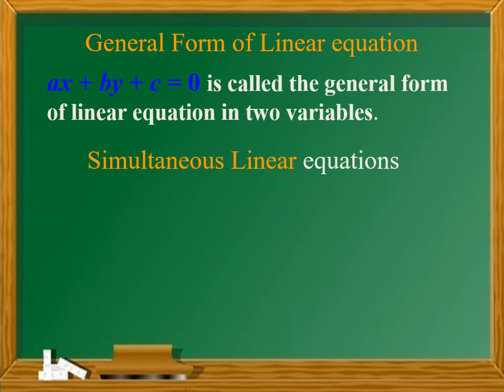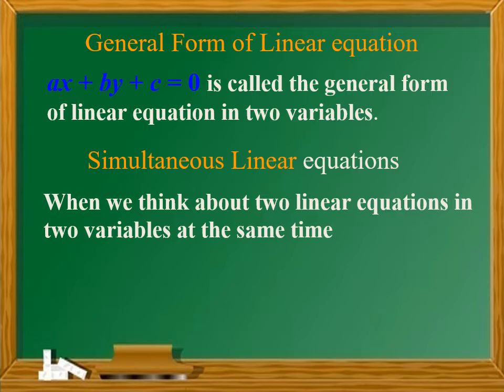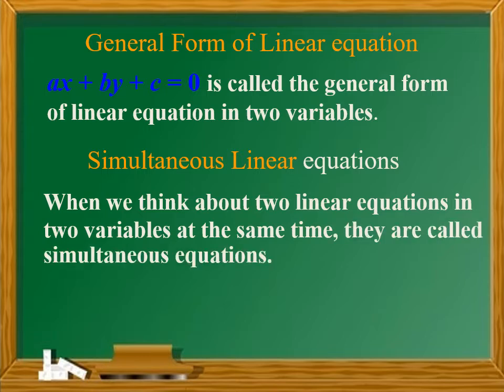Now we will see simultaneous linear equations. When we think about two linear equations in two variables at the same time, they are called simultaneous equations. For this, we will take one example. 2x plus y is equal to 5. 3x minus 2y is equal to 4.